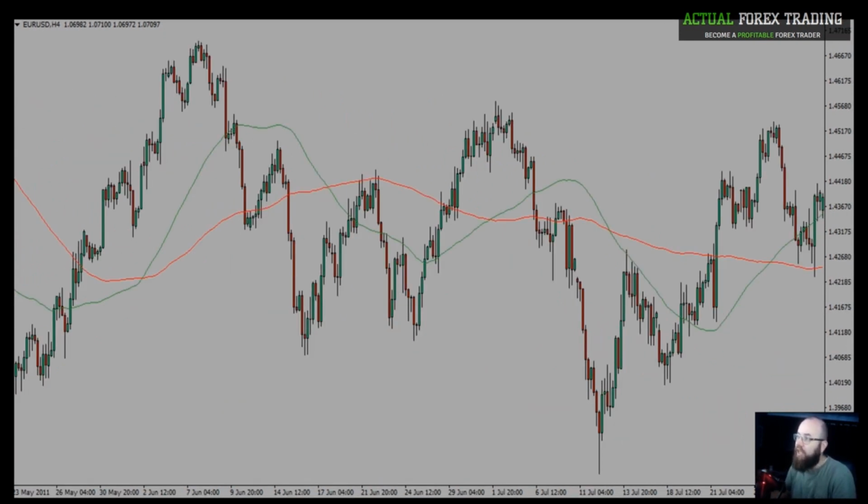Lots of crossovers here and no trends. Once again, these moving average crossovers don't work if price is ranging. They are for trending markets.